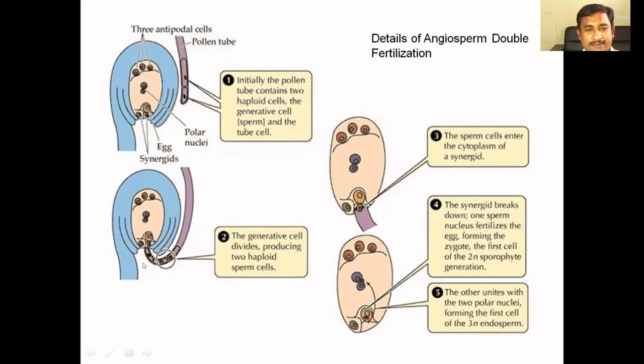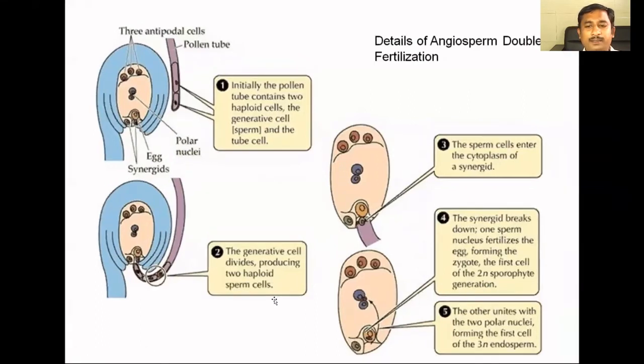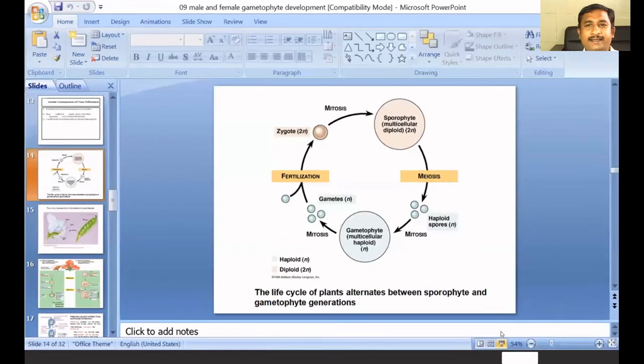Now you may have a question in your mind. There is a tube cell also here. When it comes in contact with the synergids, there is a recognition process, the recognition of the synergids by the tube cell. By that, the synergid breaks, and that is the role of the tube cell.